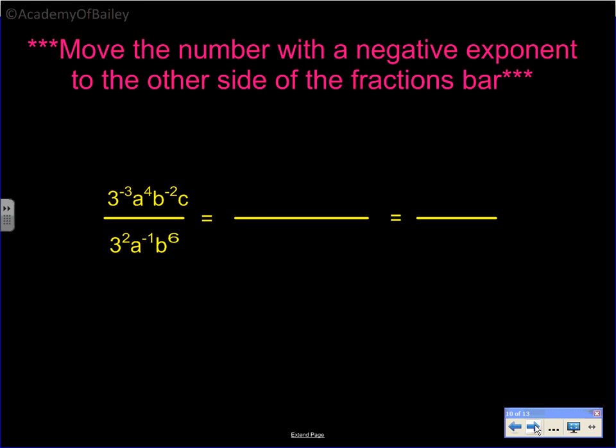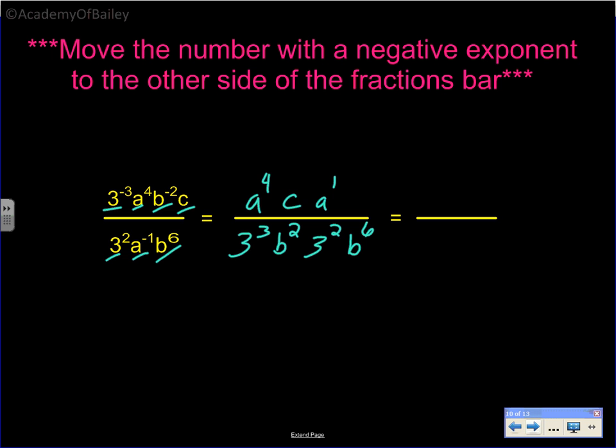All right, working this out here. 3 to the negative 3rd goes to the bottom. A to the 4th stays on top. B to the negative 2nd goes to the bottom. And C stays on top. 3 squared stays on the bottom. A to the negative 1 goes to the top, and b to the 6th stays on bottom.